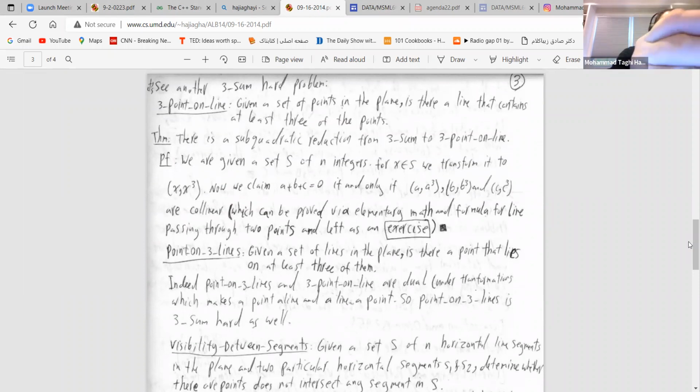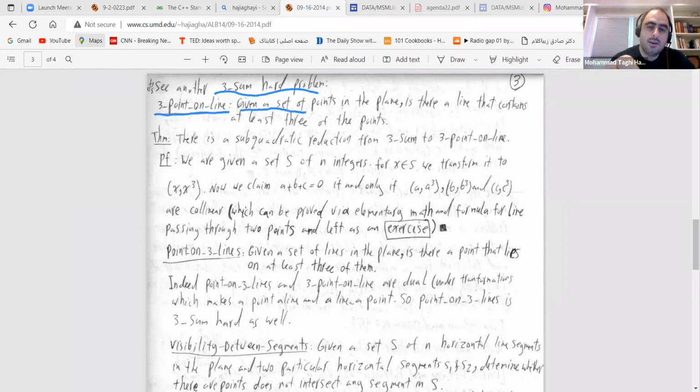Let's see another 3SUM-hard problem. What is the problem? So this is the problem. This is the 3 points on a line problem. Here you are given a set of points in the plane. Is there a line that contains at least 3 of these points?